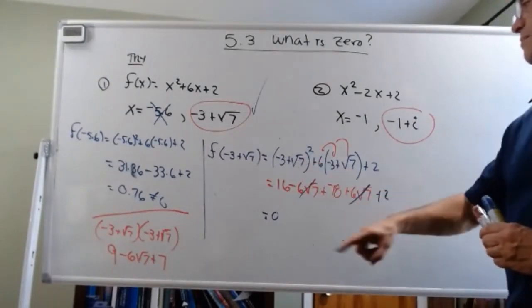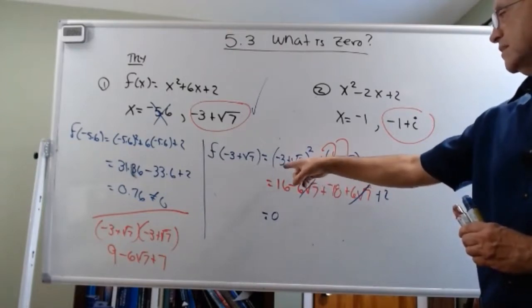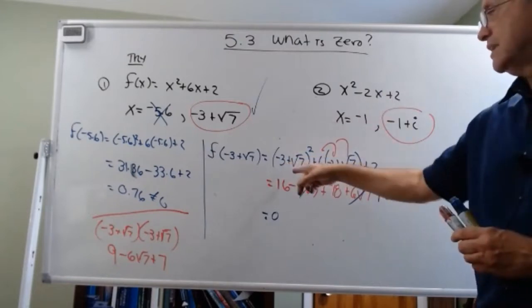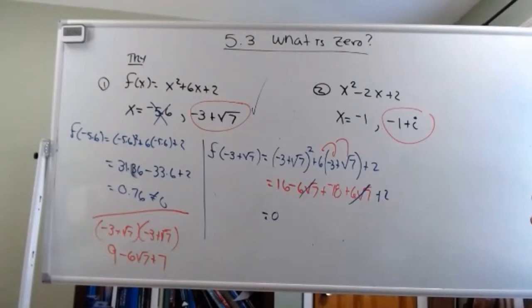Because that's what you have to be worried about. Negative 3 plus the square root of 7, the square root of 7 is less than 3 in magnitude, so that's a negative number, but when you square it, it becomes a positive. You probably took the square root. That's the only thing I can imagine.